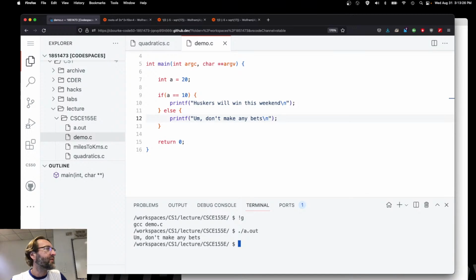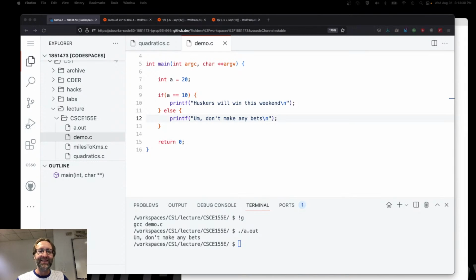Now, whether or not the variable I just set there has any bearing on their performance this weekend, no. But yeah, don't gamble, especially on Husker games. All right, we'll see you next time.